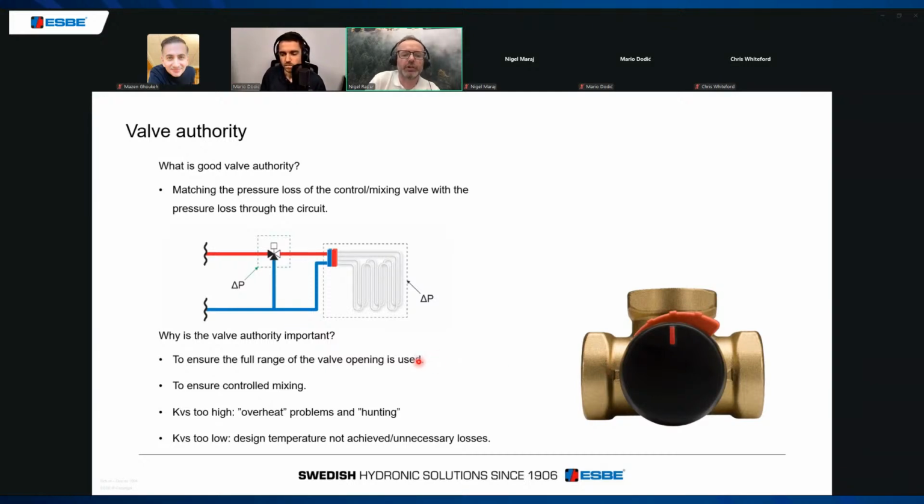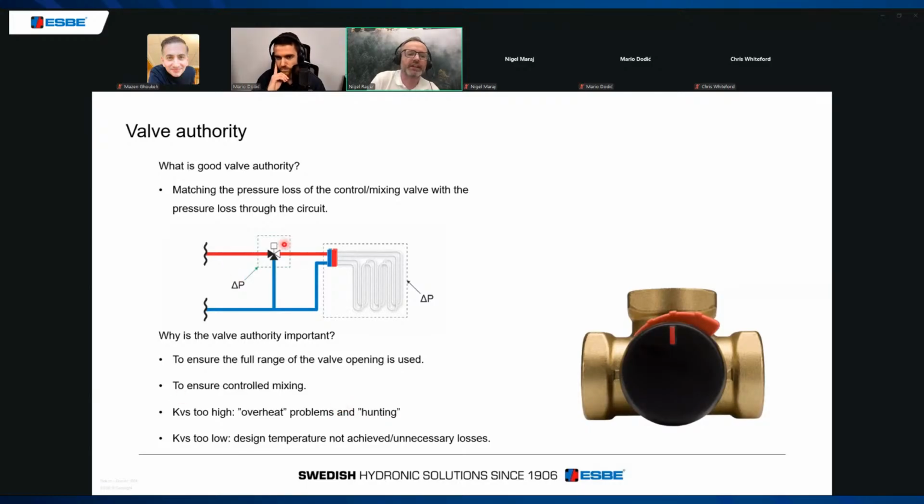It ensures controlled mixing. If you imagine you put a valve which is way too big in here, and you put a DN100 valve into a DN15 pipe, and you ask that valve to deliver a bit more heat, it opens up and suddenly it will flood the system with hot water. The system will overheat and instantly shut down. That's an exaggerated example, but that's what you find, that the valve opens a little bit, suddenly finds it's overheating and closes instantly. And this results in hunting, a phenomenon where the valve's constantly adjusting.